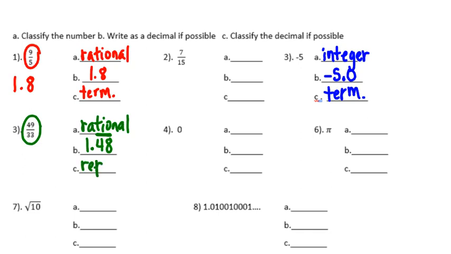And I'm just going to write repeat right there. It is a repeating decimal. Okay, I want to do one more together, number 7, and then I want you to do the rest on your own as part of your practice today. So the next one I want to do is number 7, the square root of 10.